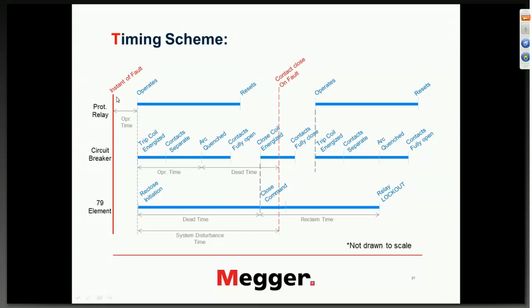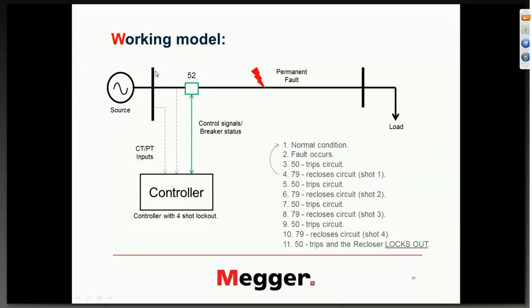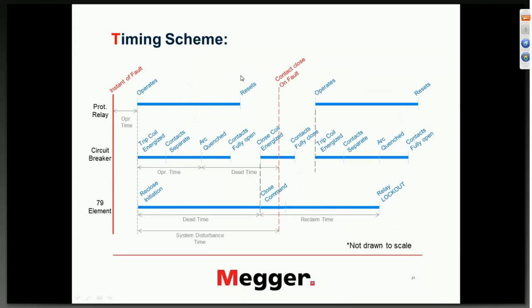Generally speaking, this red line is where the fault happened, and this dotted red line is where the fault is actually cleared. During this time, from this red line to the dotted red line, the source is still supplying the fault until the circuit breakers are completely open. So that will be your system disturbance time.